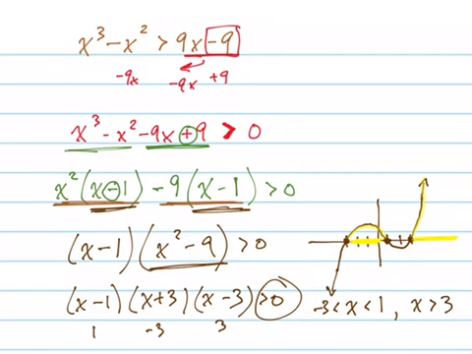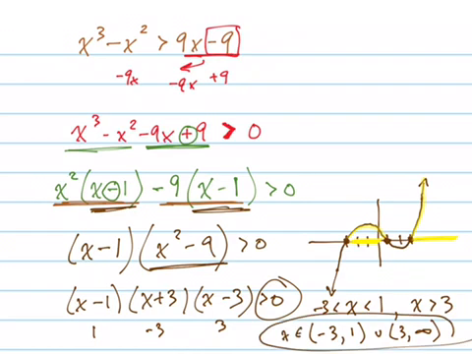So there's a couple of ways you can write that answer. It depends on how they want you to write it. Another way you could write it is with interval notation. Are you familiar with that? I don't know how your teacher wants you to do it, but you would write it like this: union 3 to infinity. That's probably how they want you to do it. So x is an element of negative 3 to 1, union 3 to infinity.